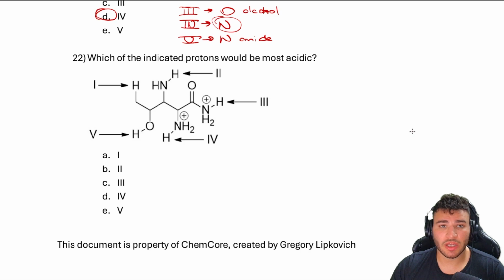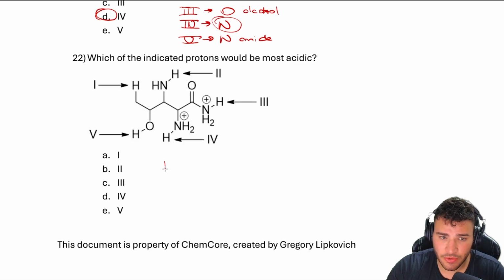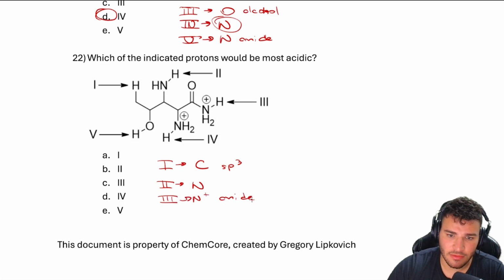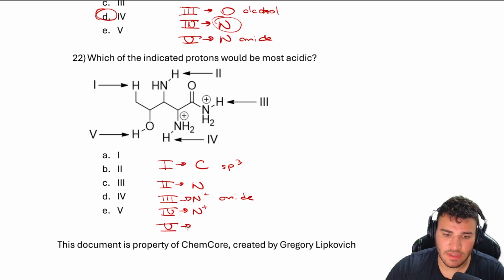Question 22, we're looking for the indicated proton that's the most acidic. Let's break it down like we usually do. Proton 1 is connected to a carbon that is sp3 hybridized. Proton 2 is connected to a nitrogen. Proton 3 is connected to a nitrogen that is positively charged and it's an amide. Oh, that's pretty big. Proton 4 is connected to just a positively charged nitrogen. And proton 5 is connected to an oxygen that's just an alcohol.